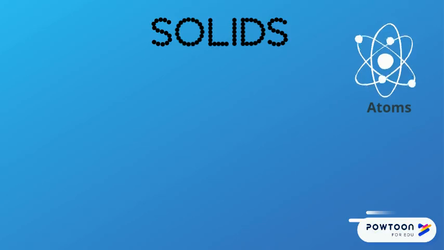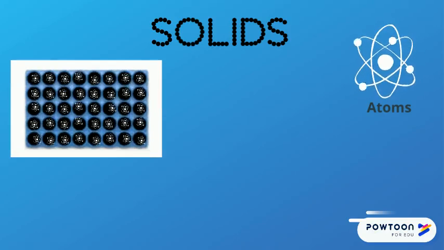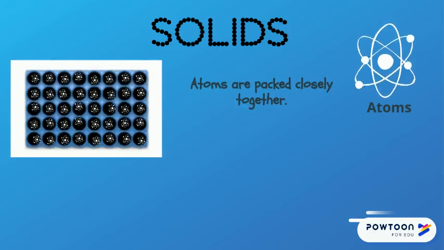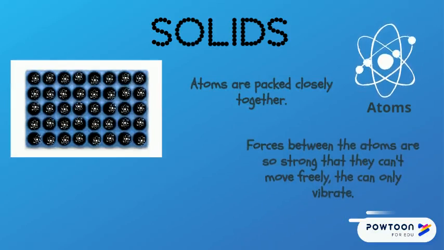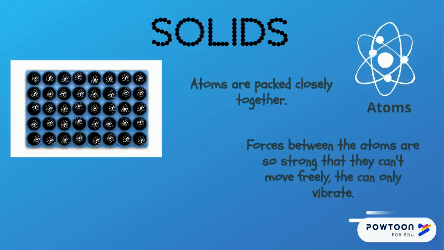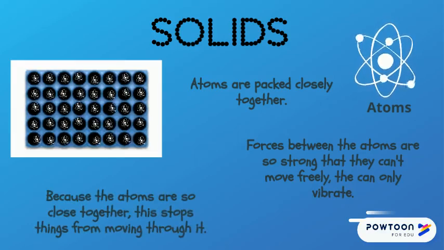So let's look at the atoms in a solid. The atoms in a solid are packed closely together. The forces between the atoms are so strong that the atoms can't move freely, they can only vibrate. Because the atoms are so close together, this stops things from moving through it.